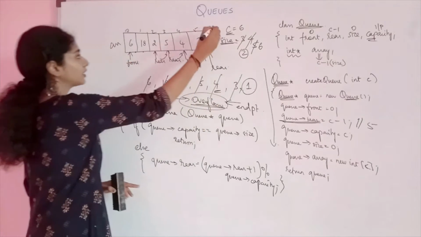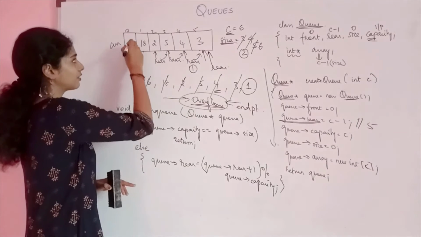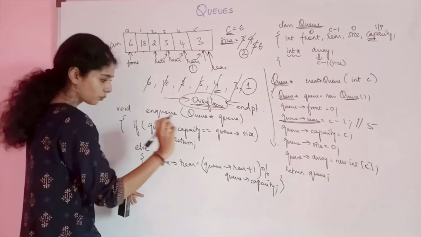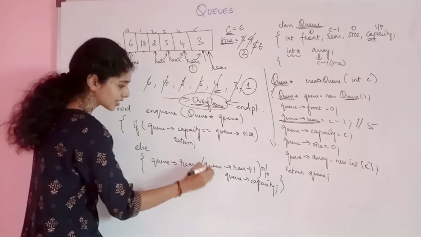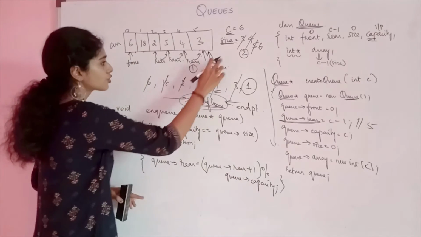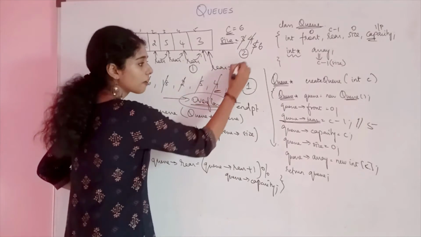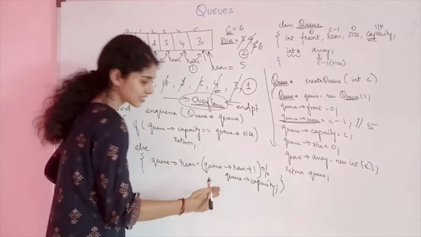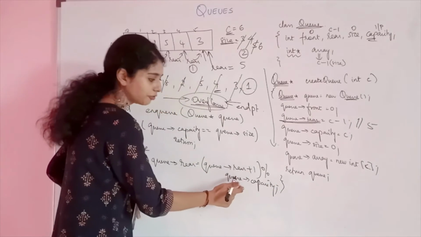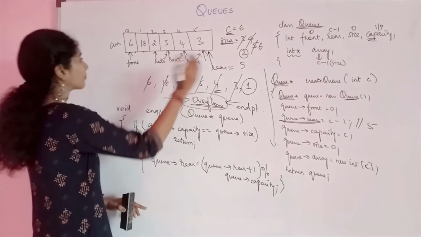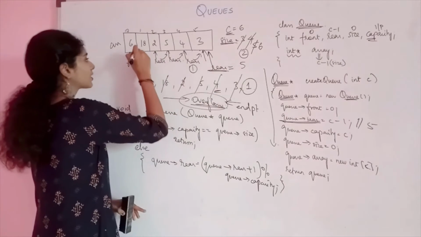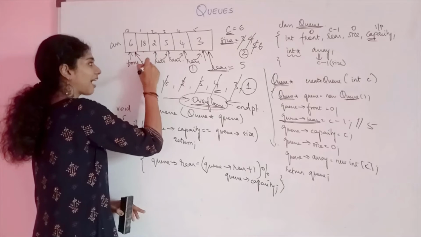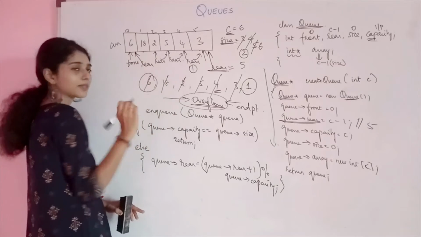But after the first element's insertion, for instance 6 here, what happened? Q of real is equal to Q of real plus 1. Real's value was 5 initially, so 5 plus 1 will be 6. 6 mod 6 will be 0. So real was pointing right here after the insertion of our first element 6.